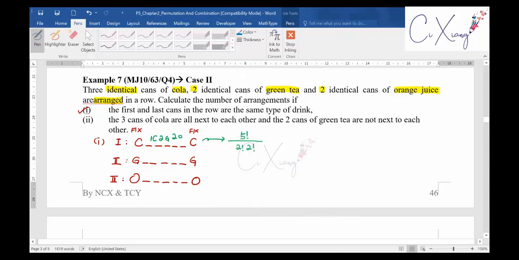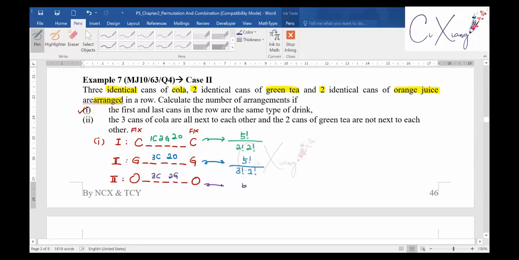Okay, for case number 2, if let's say first can is green tea, last can is green tea, then how many drinks you still have? You still have 3 cans of cola and also 2 cans of orange juice. So if you want to arrange this, in total you're having 5 items, so 5 factorial still, and then 3 repeated cola, so divided by 3 factorial, and 2 oranges, so divided by 2 factorial. So this is the answer for case number 2. For case number 3, both are oranges, right? So you still have 3 cola and 2 green tea.